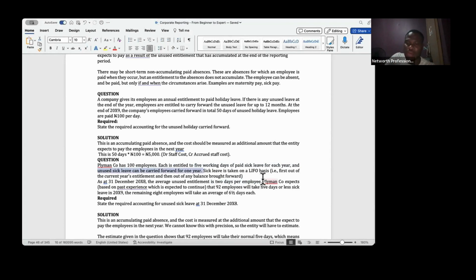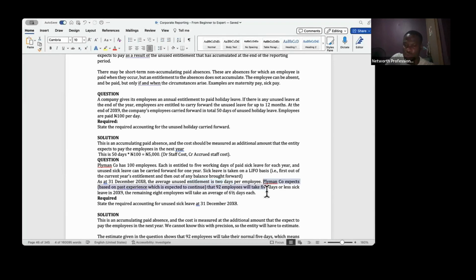When I told that Plyman expects, based on the past experience, that 92 employees will take 5 days or less in 2009, the remaining 8 will take 6.5. Then how do you account for the unused as at 2008? Again, no matter how long the question is, the point here is this. What is happening in 2008? What is happening is that all of our employees, how many employees do we have? 100 employees. They did not use 2 days, which we are going to carry forward.